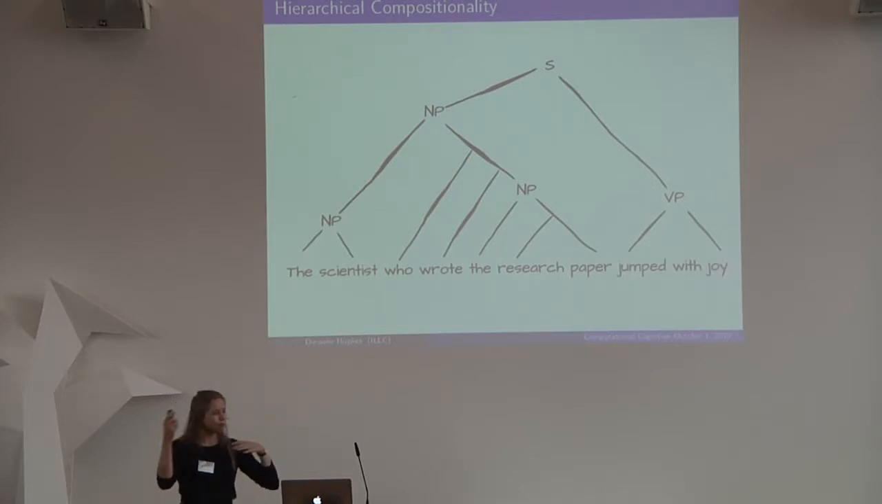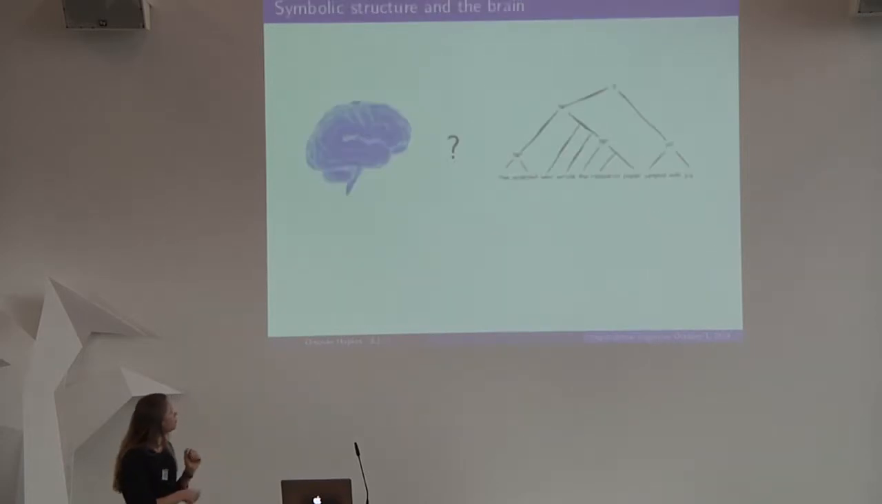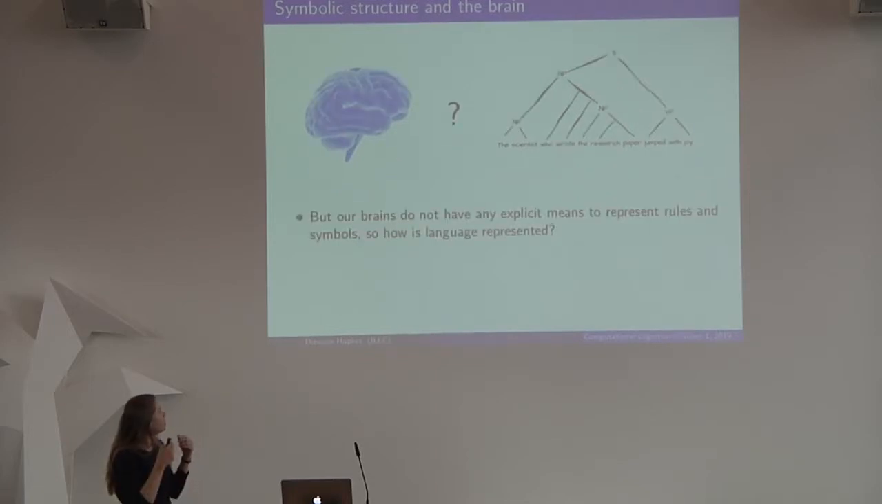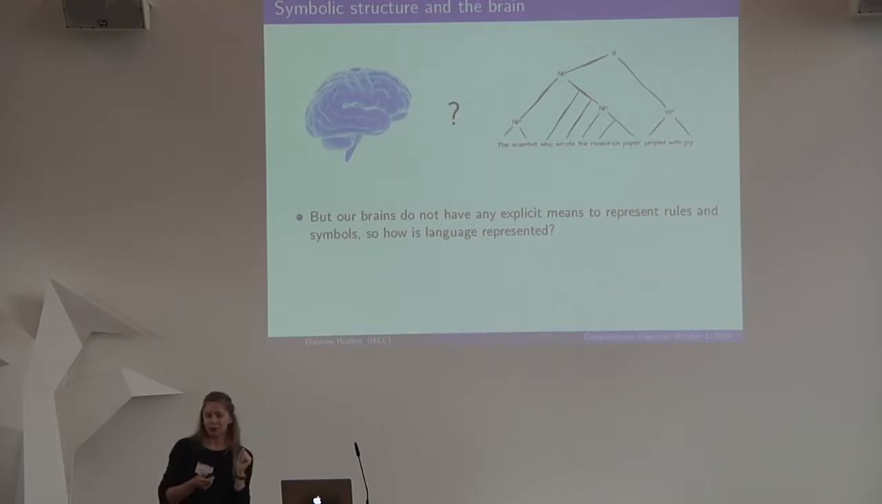And this puts me in a kind of difficult situation, because when you look at our brain and the means that we have at our disposition, it is very unclear how that would work, because it's not that in our brain we have symbols and rules. So the question that I'm asking myself is, how are these two views reconcilable? How do our brains represent language if they don't have rules and symbols?